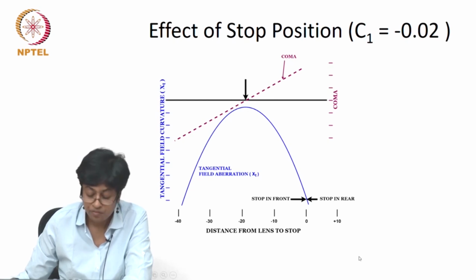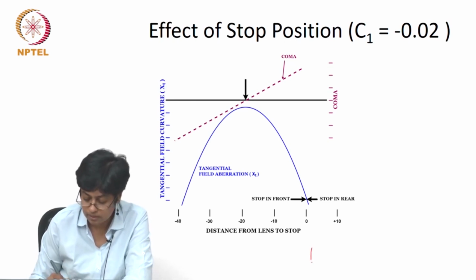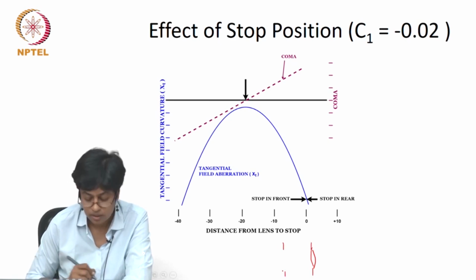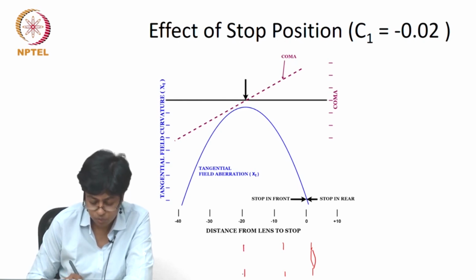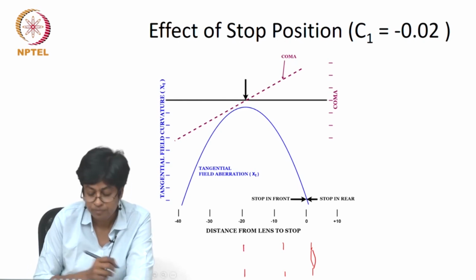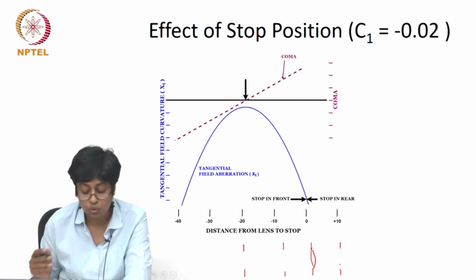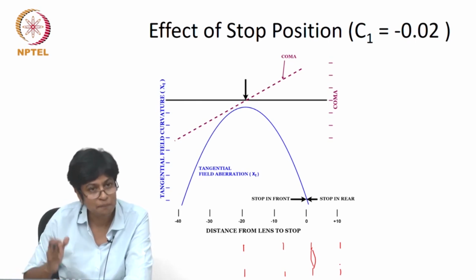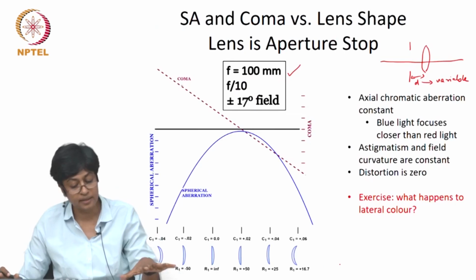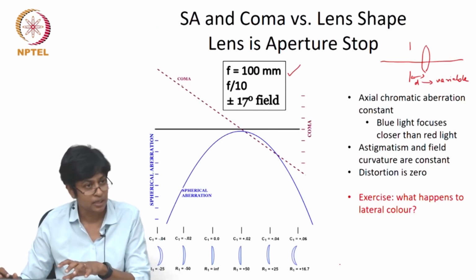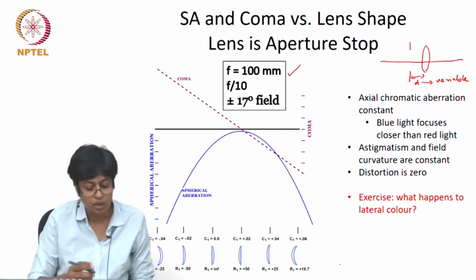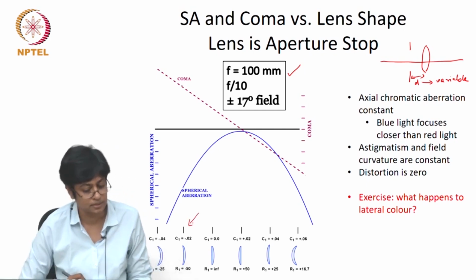If I have the stop in front of the lens, in this case, this is the lens and the stop is here itself. Minus 10 means the stop was moved to this position. Minus 20 means the stop was moved to this position, and so on. Plus 10 means the stop was moved to after the lens. So in every case, we are taking the same optical system. We had a range of shapes here. So the graph that I am showing you now was taken for this particular case.